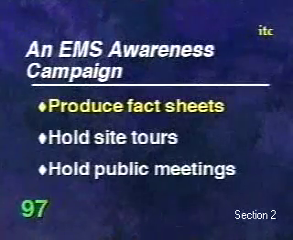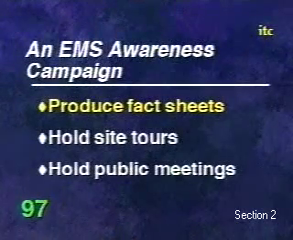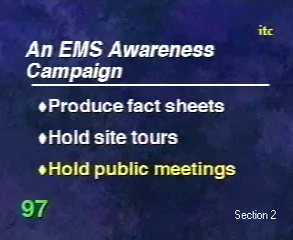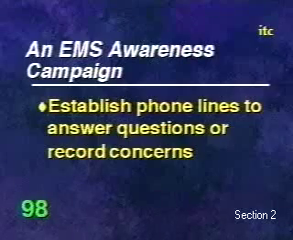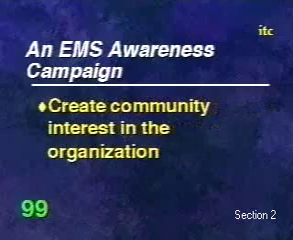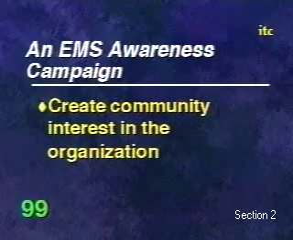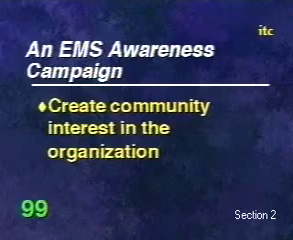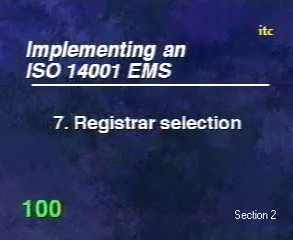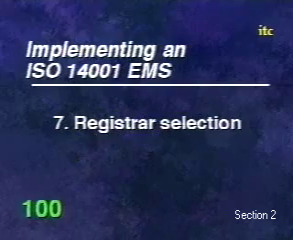Communication methodologies that a facility may want to consider include producing fact sheets, holding site tours, holding public meetings, establishing phone lines to answer questions or record concerns, and going to local schools or community colleges to create interest in your organization. The seventh step is registrar selection.